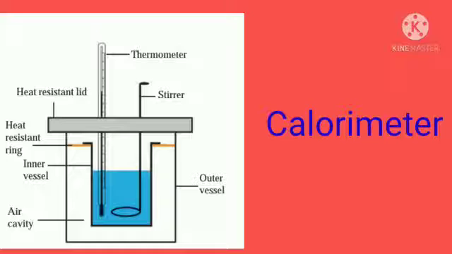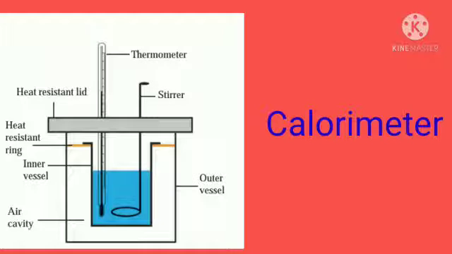Calorimeter. We have seen that a thermometer is used to measure the temperature of an object, but a calorimeter is used to measure the heat content of an object. And using this equipment, we can measure the heat produced or absorbed in a physical or chemical process. A calorimeter is shown in the figure.